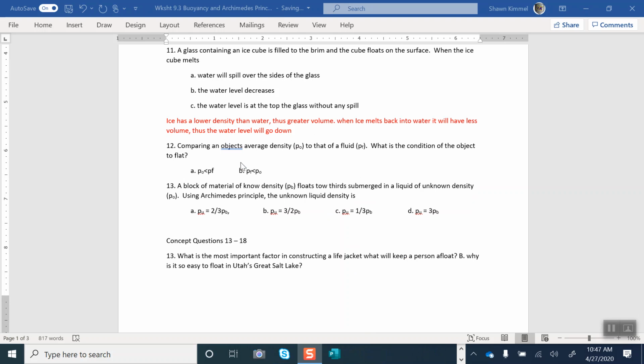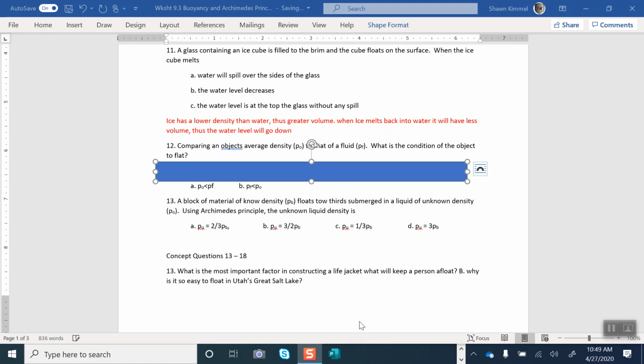As we look at this, we know that ice has a lower density than water. Thus, right now the ice has a greater volume than what it would be if it was water. So when the ice melts back into water, it's going to go back to its natural volume, which is less than what it was as ice. So the water level will go down. Our correct answer is B, the water level decreases.